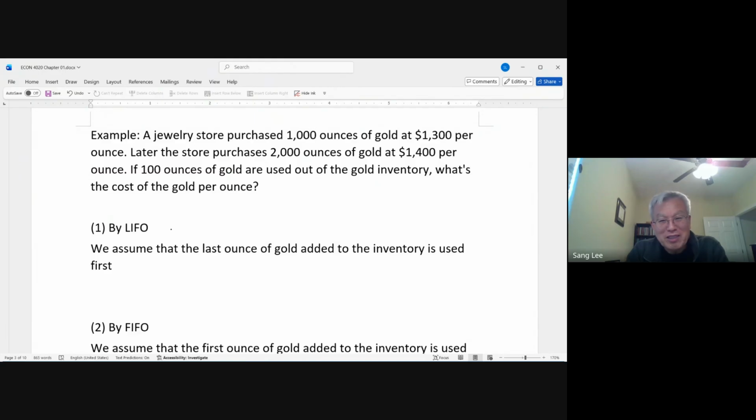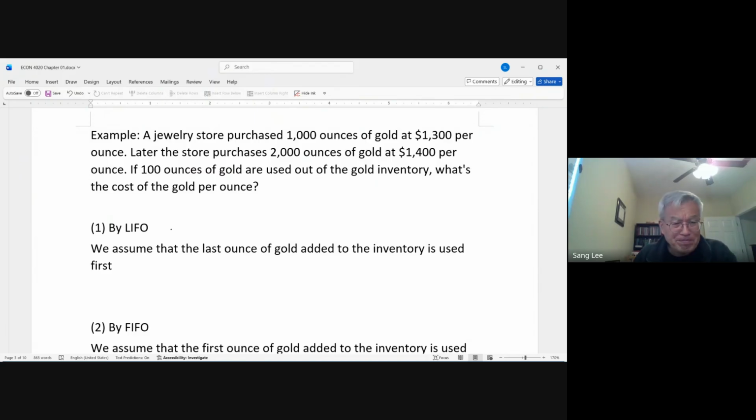Matter of fact, I needed to update this example because today the gold price is almost $5,000 per ounce. If I had purchased a certain amount of gold years ago, I would have made a great deal of profit. Okay. So anyway, if 100 ounces of gold are used out of the gold inventory, what's the cost of the gold per ounce?